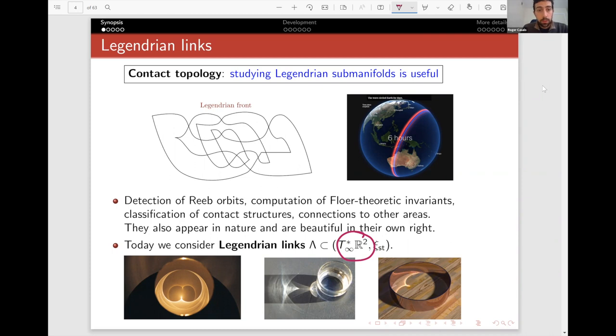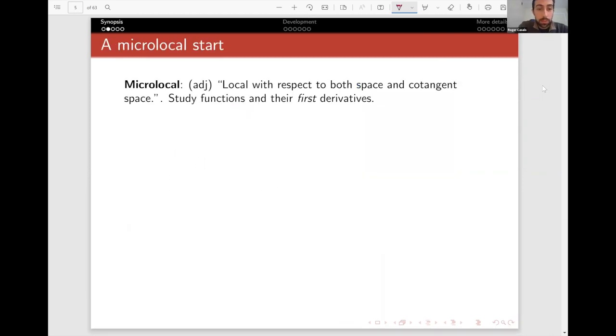All right, so now let's start with the definition in the Wiktionary, the Wiki dictionary. If you Google in the dictionary, what does microlocal mean? You're going to find the definition: local with respect to both space and cotangent space, which is great if you know what cotangent space is. If a student did approach me and did not know what that meant, I would say in summary it means you want to study functions and also their first derivatives. So anything to do with functions and their first derivatives is within the realm of microlocal, and then add your favorite name for that.